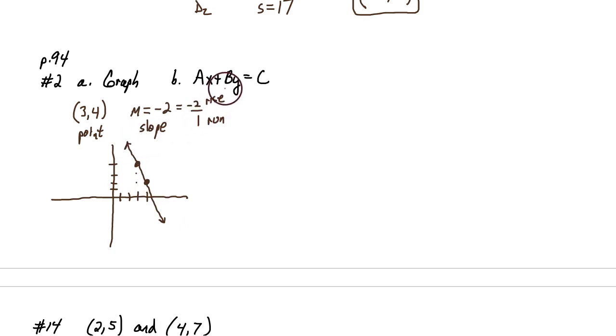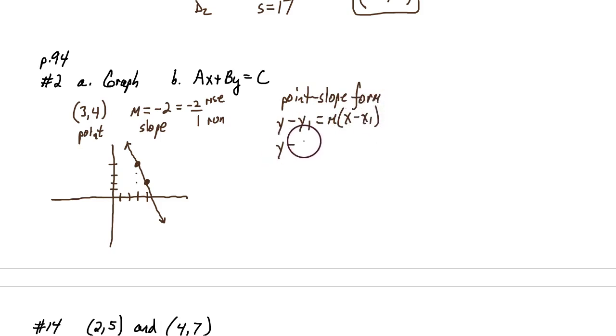Now we're asked to create an equation. We are given a point and a slope, so we're going to use point-slope form. The formula is y minus y1 equals m times x minus x1. For y1, fill in 4. For m, fill in -2. For x1, fill in 3.